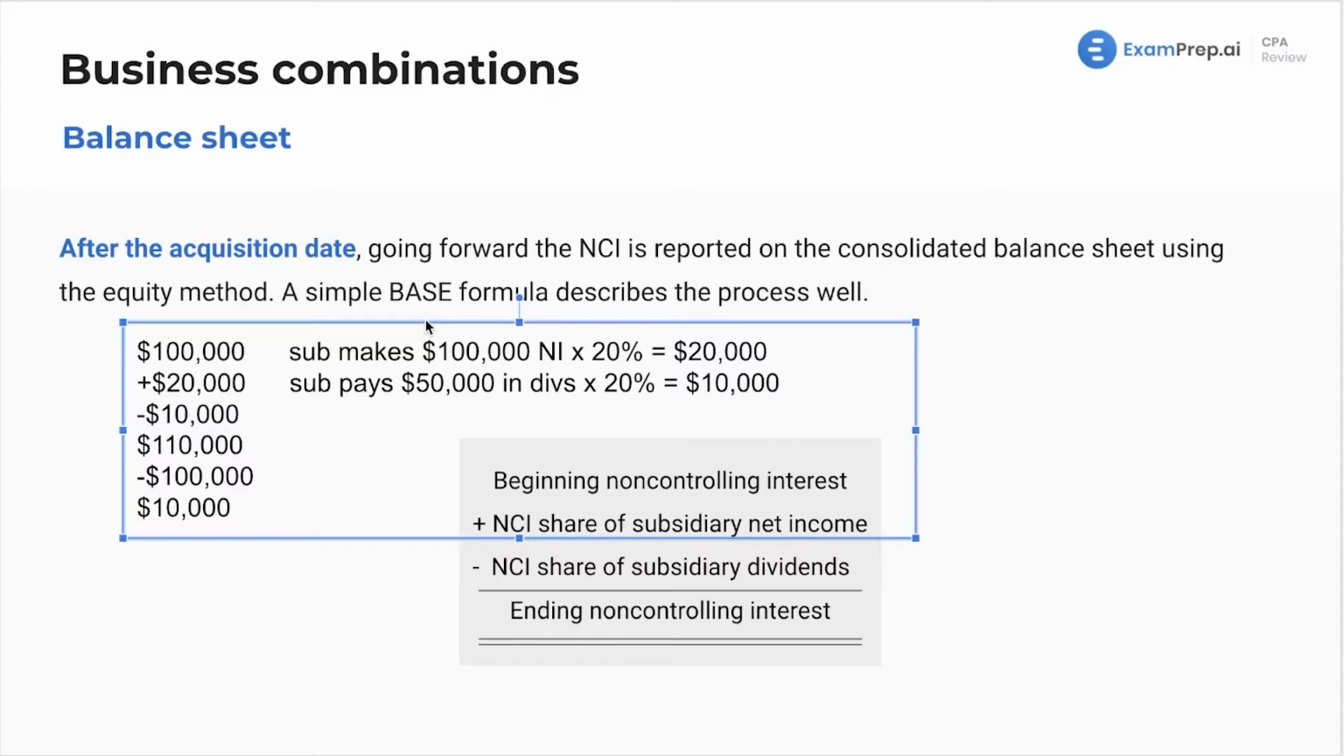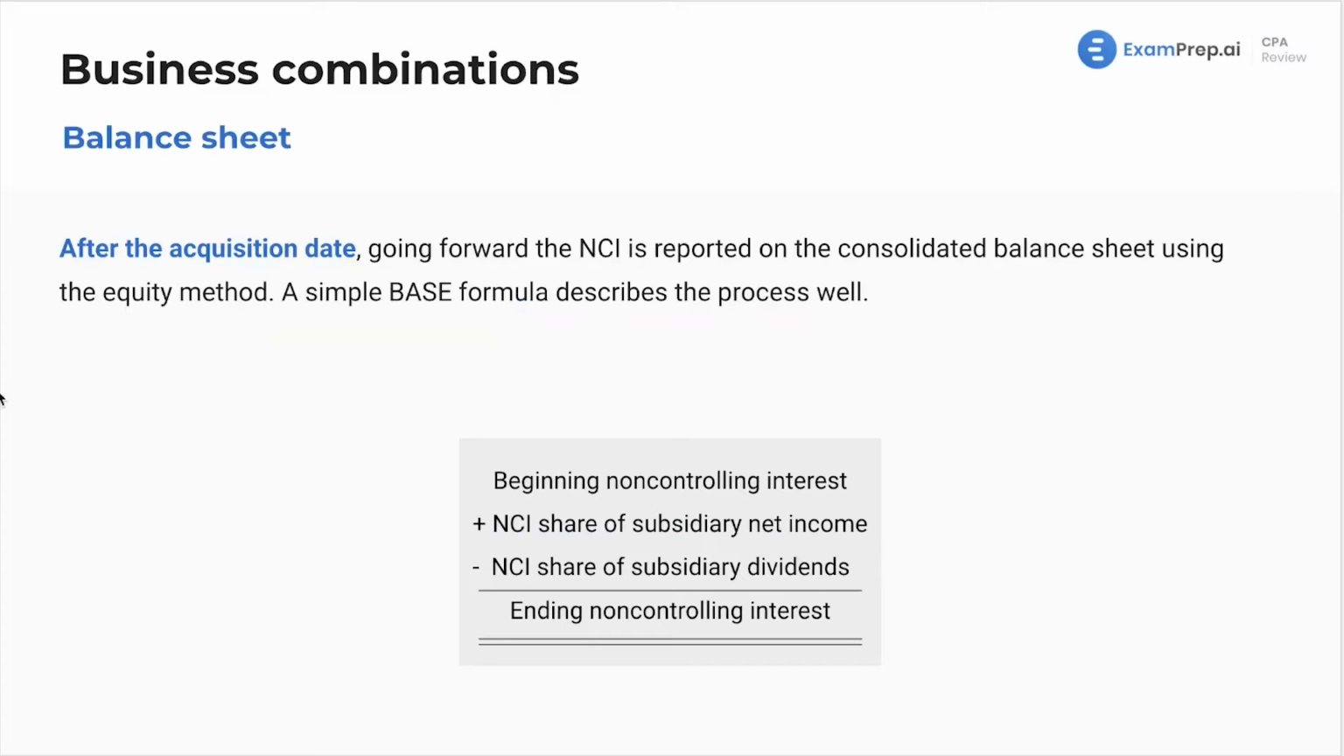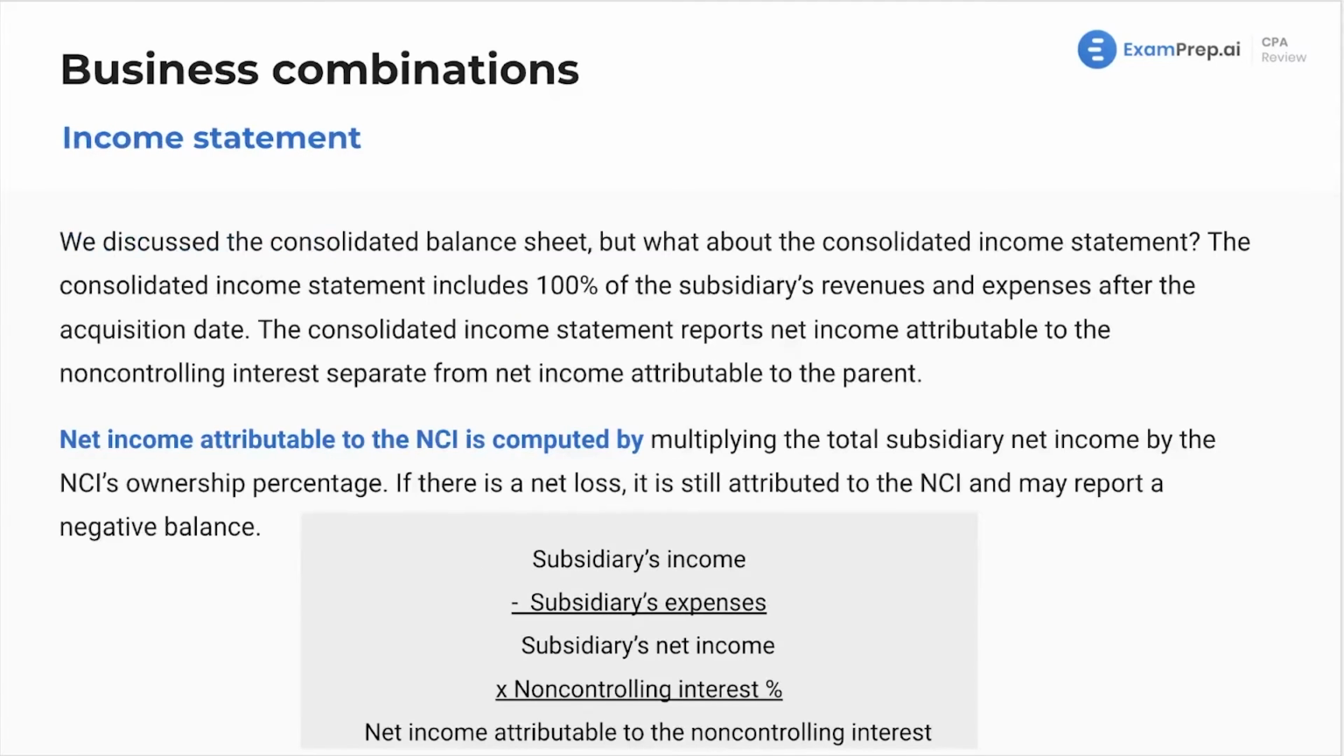But that's a great way I kind of remember this whole, again, relatively different concept of adding in the subsidiary's net income and subtracting out the subsidiary's dividends. It's a relatively different sort of process. On the income statement, right? Now let's get to our income statement. So we discussed the consolidated balance sheet, but what about the consolidated income statement?